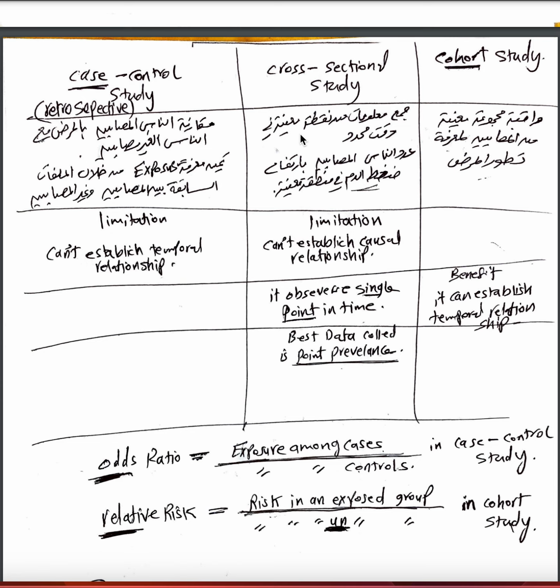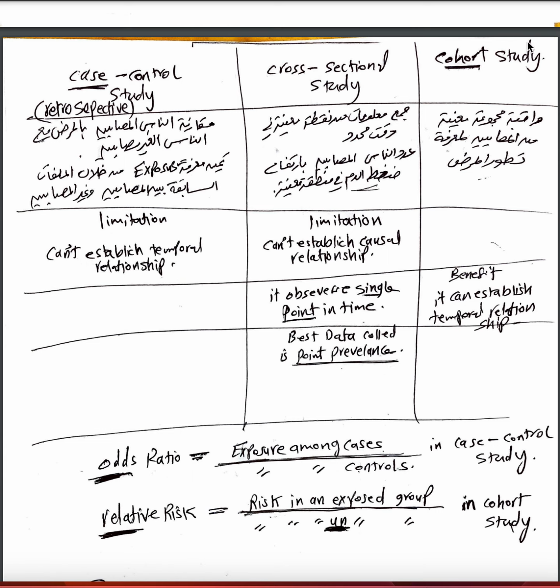That's why we call it a cross-sectional study. And what is the limitation? It cannot establish the cause-exposure relationship, because we just focus on something, and it observes a single point in time. The best data collected is point prevalence, because we just collect this information in a certain area at a certain time. So the best data that we can collect is point prevalence, and we do not just focus on patients; we can focus on something like hypertension, all this stuff.